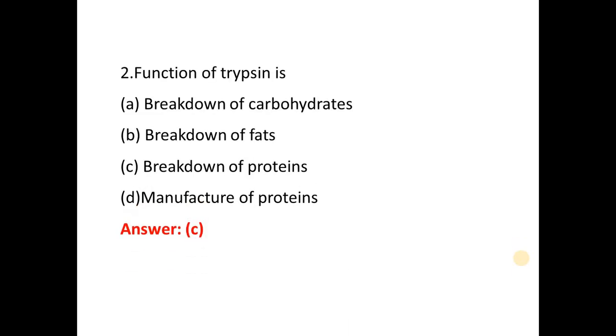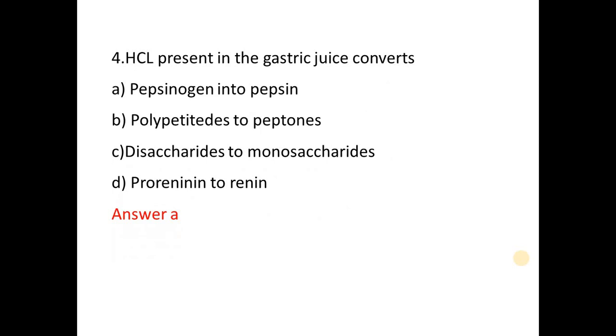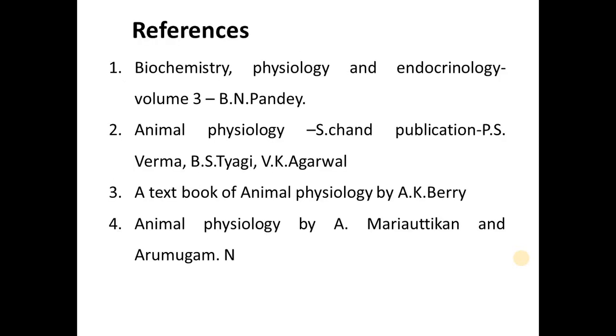Next, what is the function of trypsin? Breakdown of carbohydrates, breakdown of fats, breakdown of proteins, or manufacture of proteins? As I told you in the previous slides, the main function of trypsin is the breakdown of proteins. Next, hydrochloric acid present in gastric juice converts pepsinogen into pepsin, polypeptides to peptones, disaccharides to monosaccharides, or prorenin into renin. So the answer is pepsinogen to pepsin.